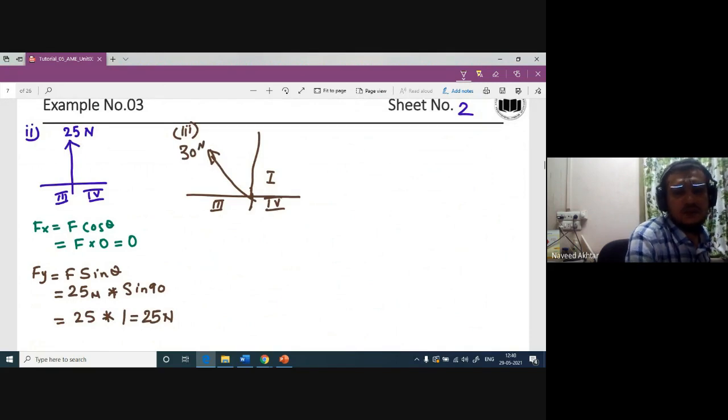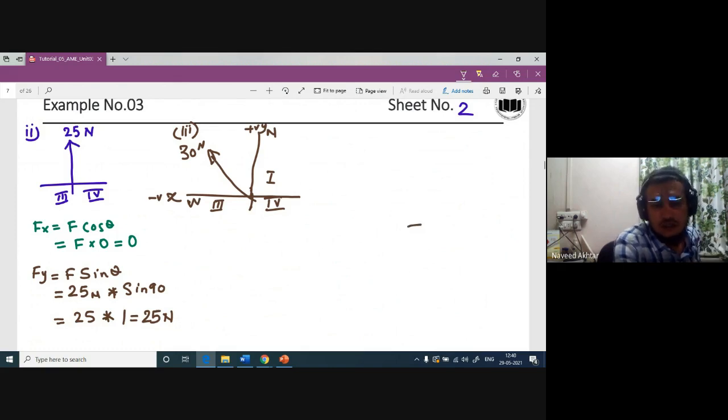Okay, and this is your north, positive y, this is your x, negative x. This is the positive y, north direction, and this one is your west direction. This is your east and this is your south.